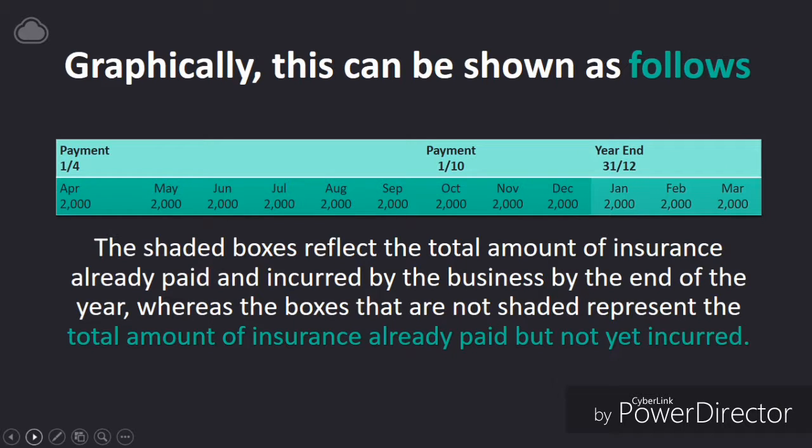Graphically, this can be shown as follows. The shaded boxes reflect the total amount of insurance already paid and incurred by the business by the end of the year, whereas the boxes that are not shaded represent the total amount of insurance already paid but not yet incurred.